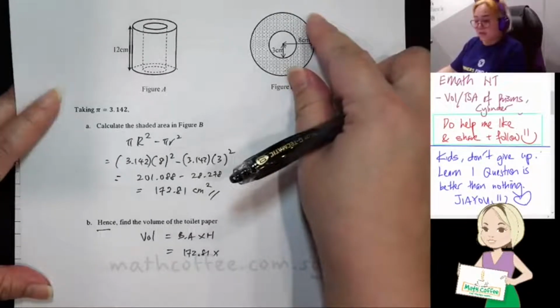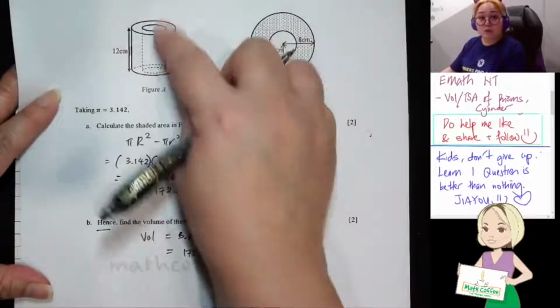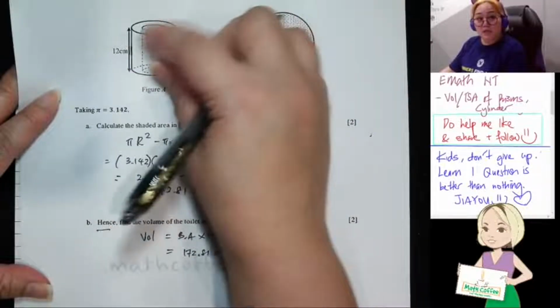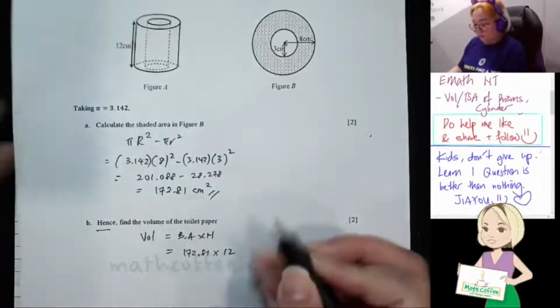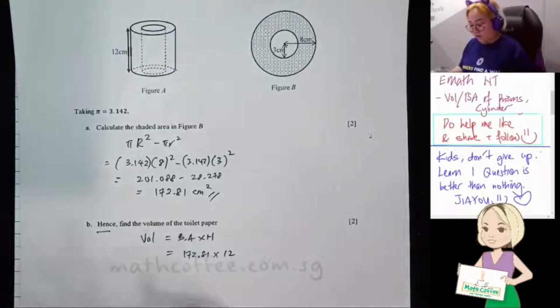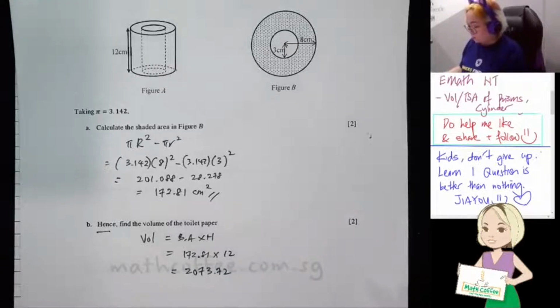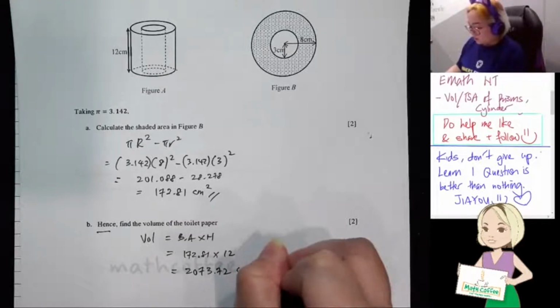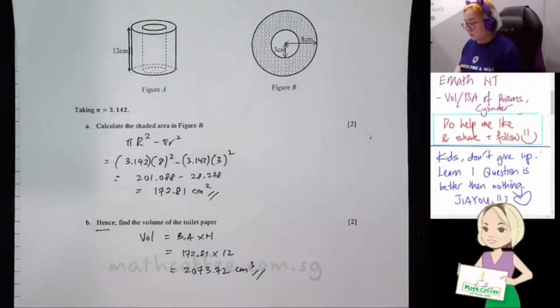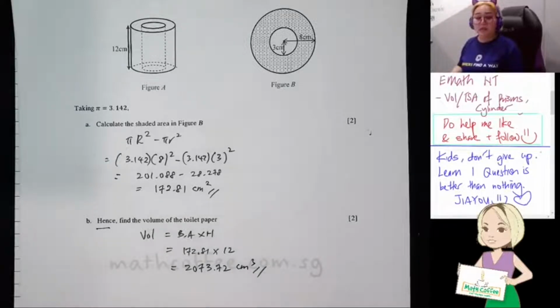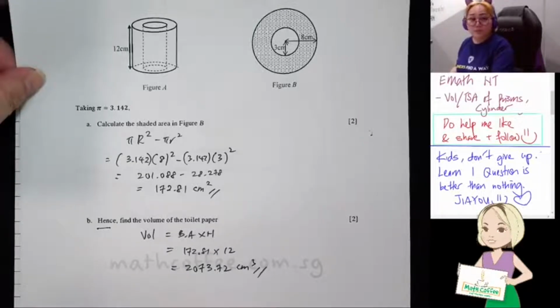And what is the height? The height is this one, the top and the bottom sandwich, right? And that's the height. So multiply by 12. And that will give us 2073.72. And that's the volume. And this is already exact. If it's exact, you don't have to round it off. Okay, so that is for question number 6.